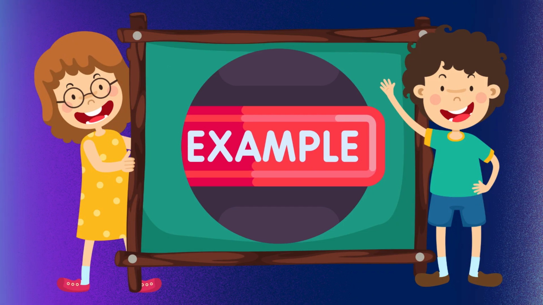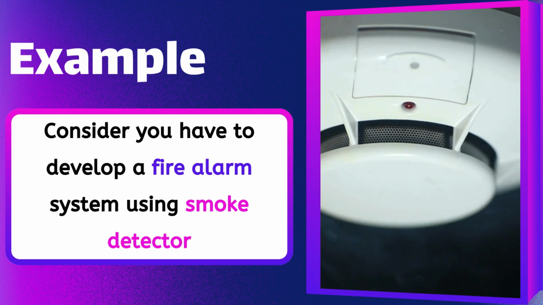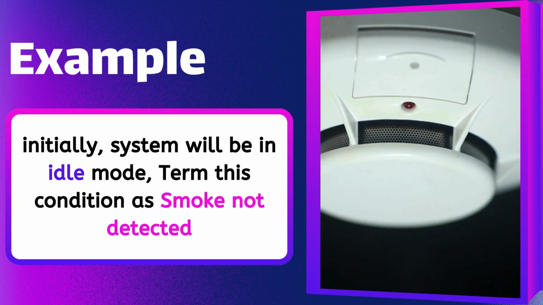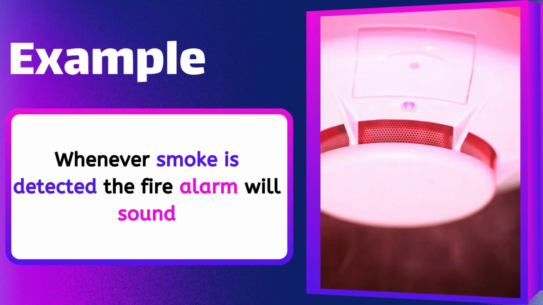Now we will see a real life example to understand logical NOT operator. Consider you have to develop a fire alarm system with smoke detector. Initially the system will be in idle condition. We can term this condition as smoke not detected. And whenever smoke is detected by smoke detector, the fire alarm will sound.